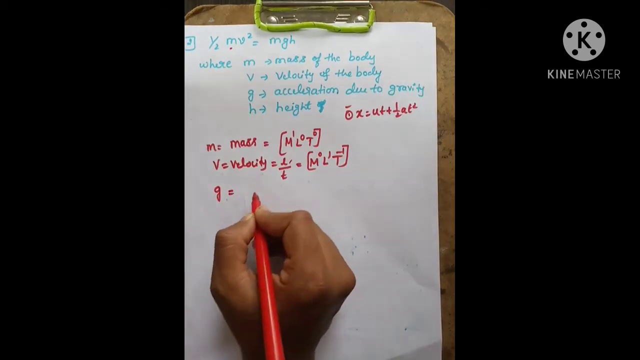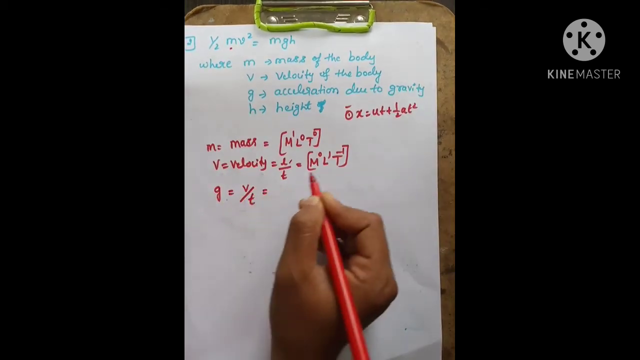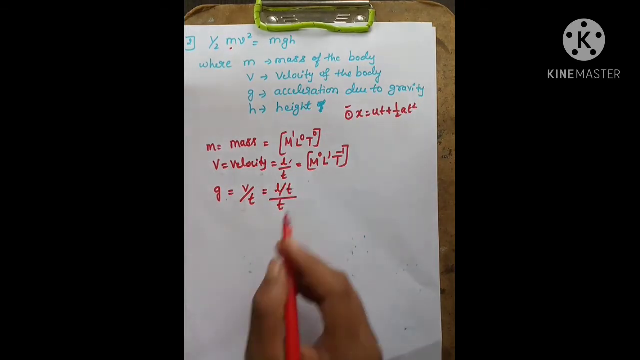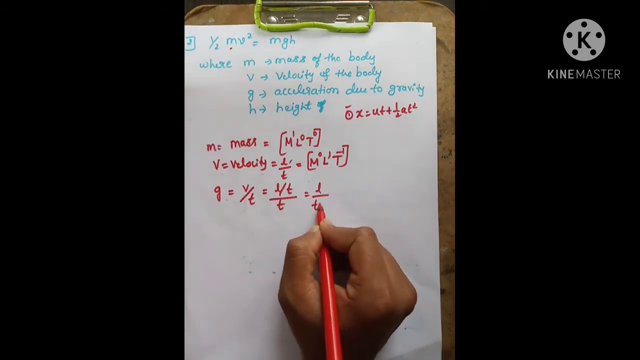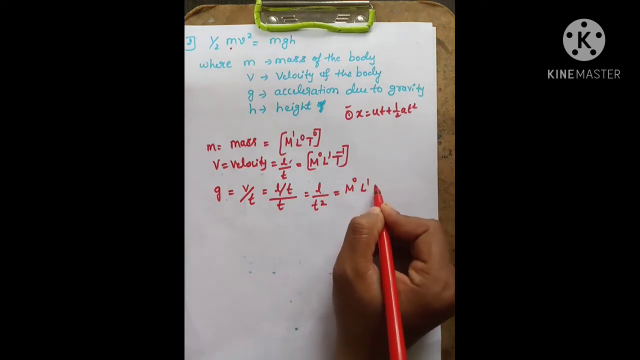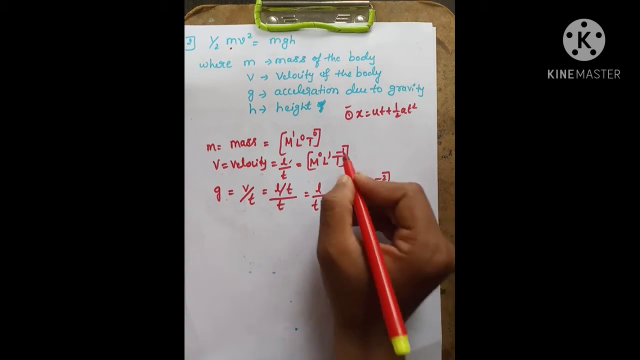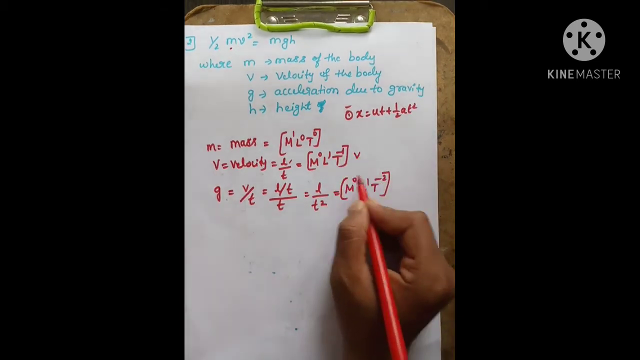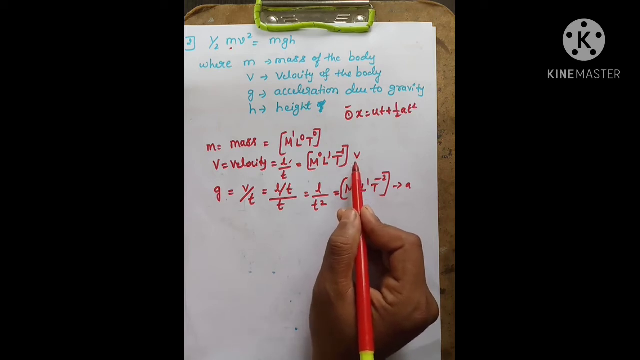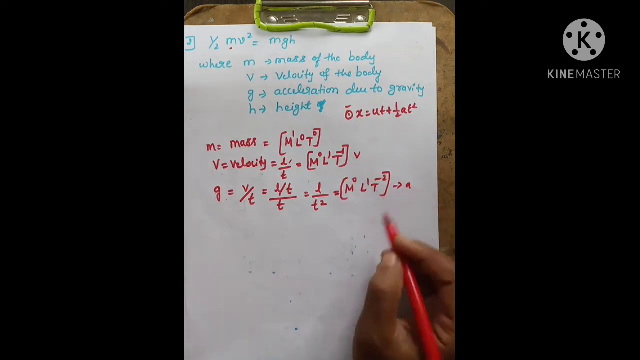Acceleration due to gravity is velocity by time taken. Velocity means L by T, divided by T. Therefore, L divided by T square. Again, M0, L1, T to the power of minus 2. If minus 1 is there, this is velocity. If minus 2 is there, it is acceleration.